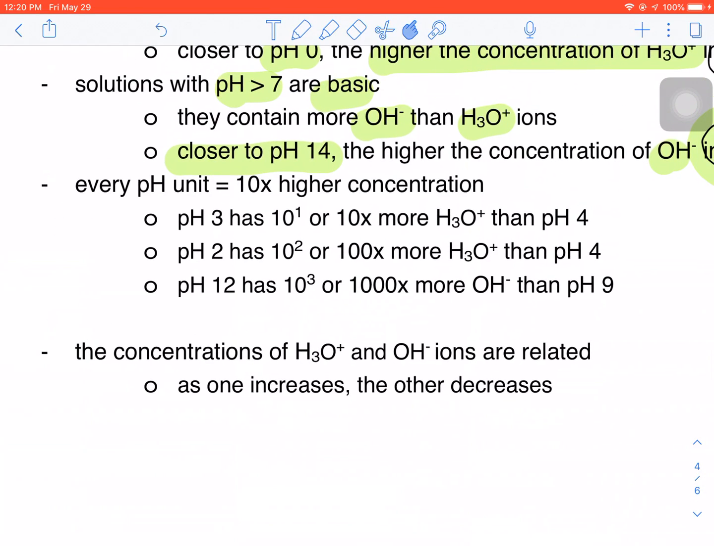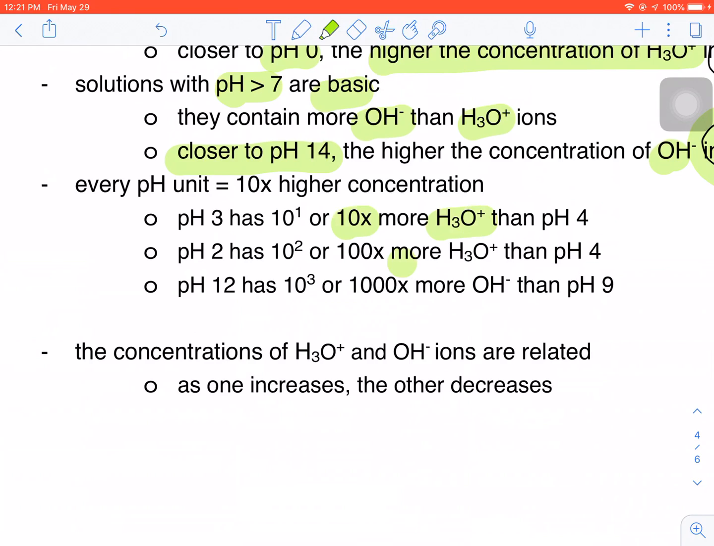Now, the thing about the pH scale is it's called a logarithmic scale, which means every pH unit means 10 times more. So if I looked at a solution that's pH 3 and another solution that was pH 2, I'd say, oh, they look pretty close. One's 2, one's 3. That's pretty close. Well, it turns out that going from 3 to 2 means 10 times more acid, 10 times more hydronium ion.